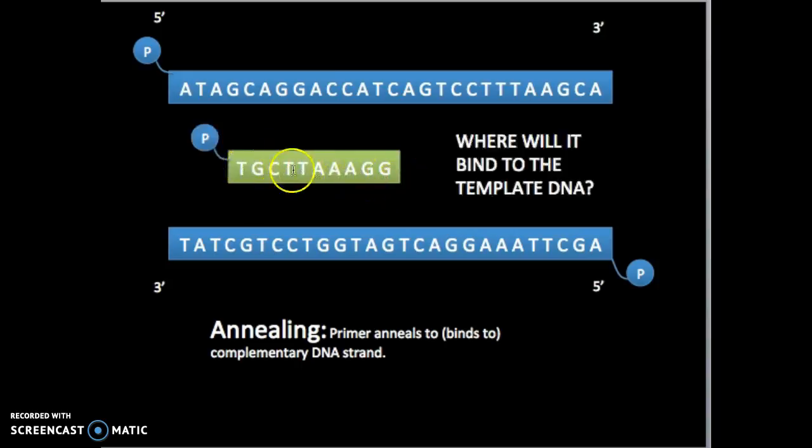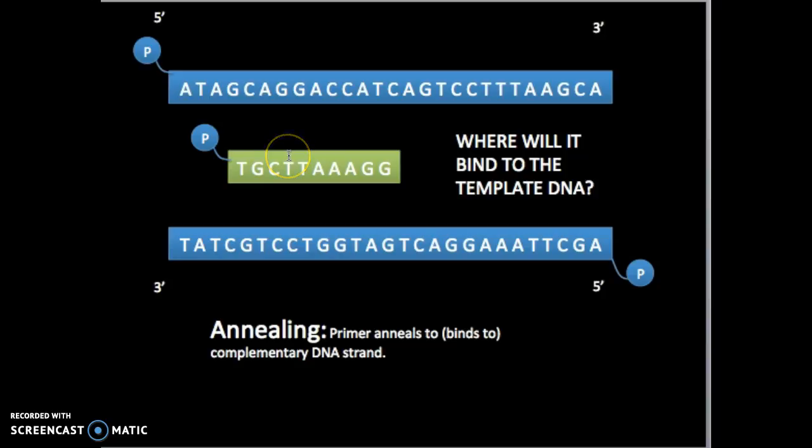Okay, so this is the primer that we were given. My question to you is, where will it bind to this template DNA? We're going to call this blue strand that they gave us the template DNA, and the green strand with the primer will be our newly synthesized DNA strand. So the first critical step is figuring out where this primer is going to bind to the template DNA.